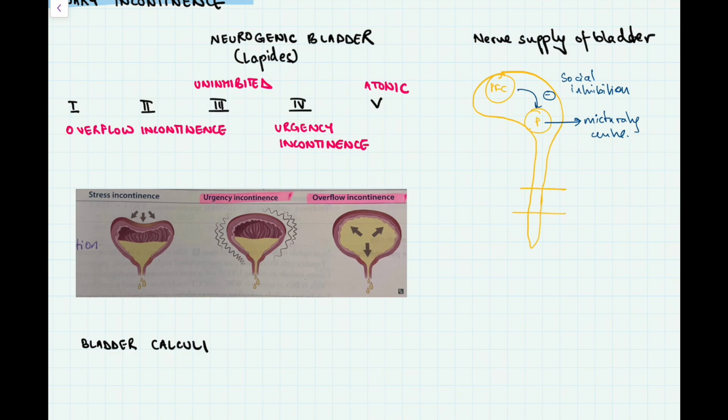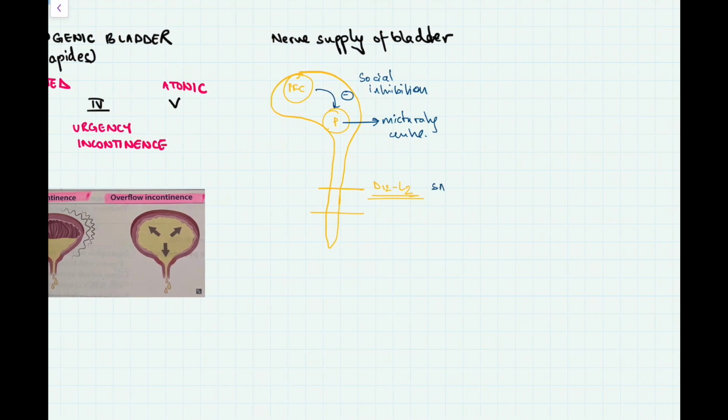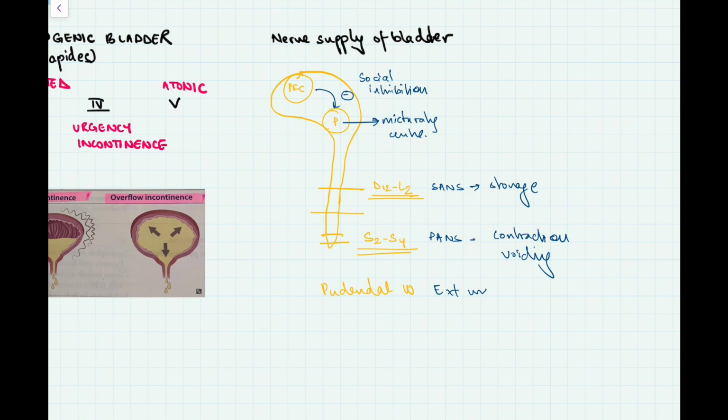The sympathetic supply is by D11 to L2 nerves. And the sympathetic system is basically meant for storage of urine, right? While the parasympathetic supply is from S2 to S4 nerves. And the parasympathetic system is basically causing the contraction of the bladder and it helps in voiding. Also, the pudendal nerve supplies the external urethral sphincter.